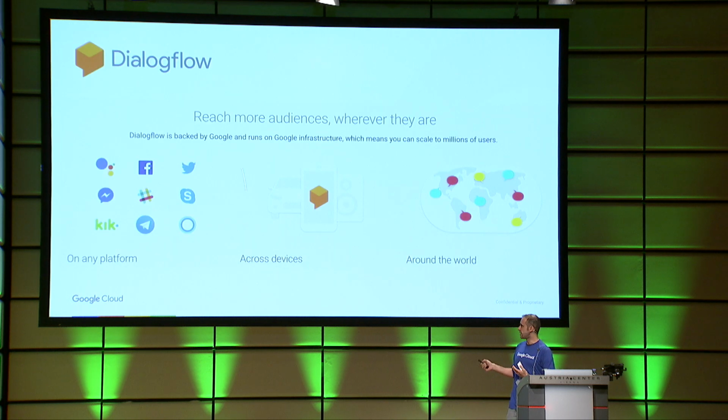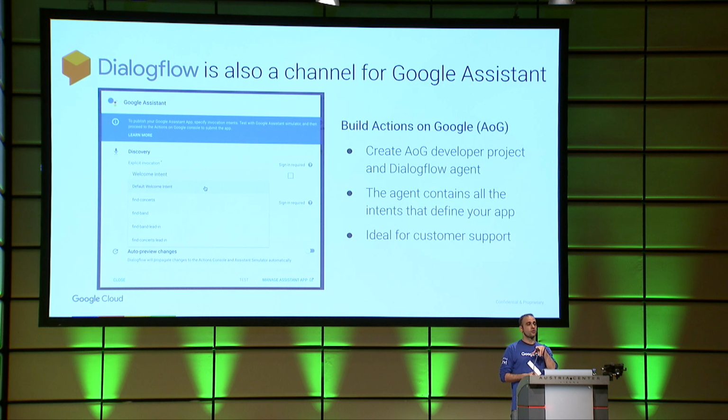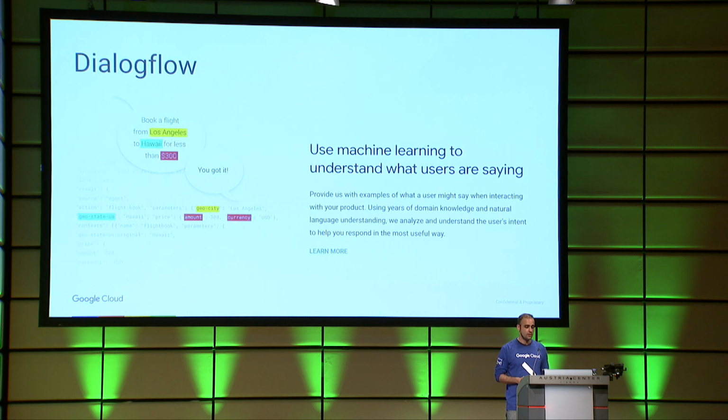As I mentioned, it works on any platform. It works on pretty much any kind of devices, and it works globally as well. So it's a good platform to use if you want to build conversational applications. And it works with Google Assistant, and that's what we're going to use today. Google Assistant is a way to write applications for Google Home and also for phones as well. So Dialogflow has integration with Google Assistant, and that's what we're going to use today to take a look.